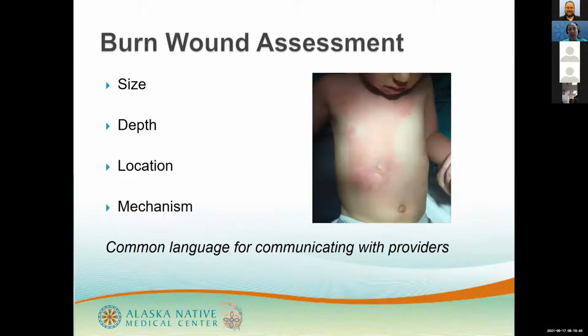Okay, so let's shift to burn wound assessment. When you're looking at a burn, we want to note 4 things, which is size, depth, location, and mechanism. If you include these 4 things, you start to have a common language for communication with providers.